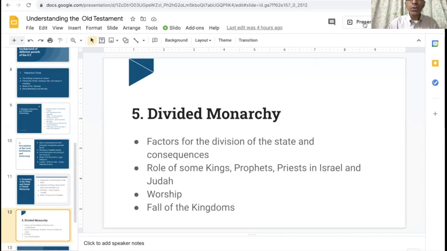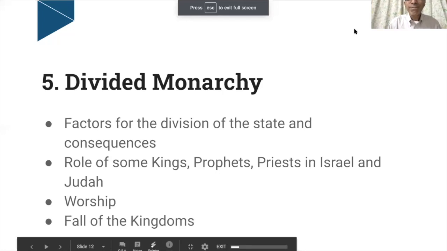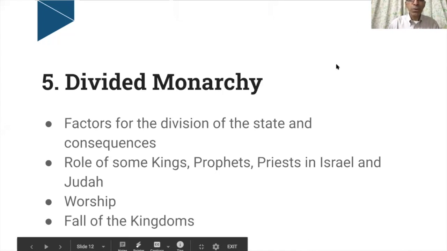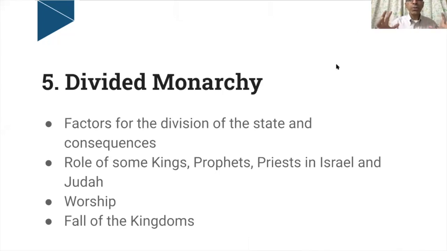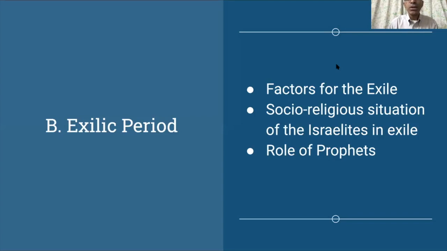So we were talking about the divided monarchy, meaning the two kingdoms that were separated. And then we went all the way to the fall of the kingdoms and how they were taken into exile. So now we'll talk about the exilic period. See, some of the factors for the exile was that the northern tribes were taken away by the Assyrians, and the southern tribe of Judah was taken away by Babylon.